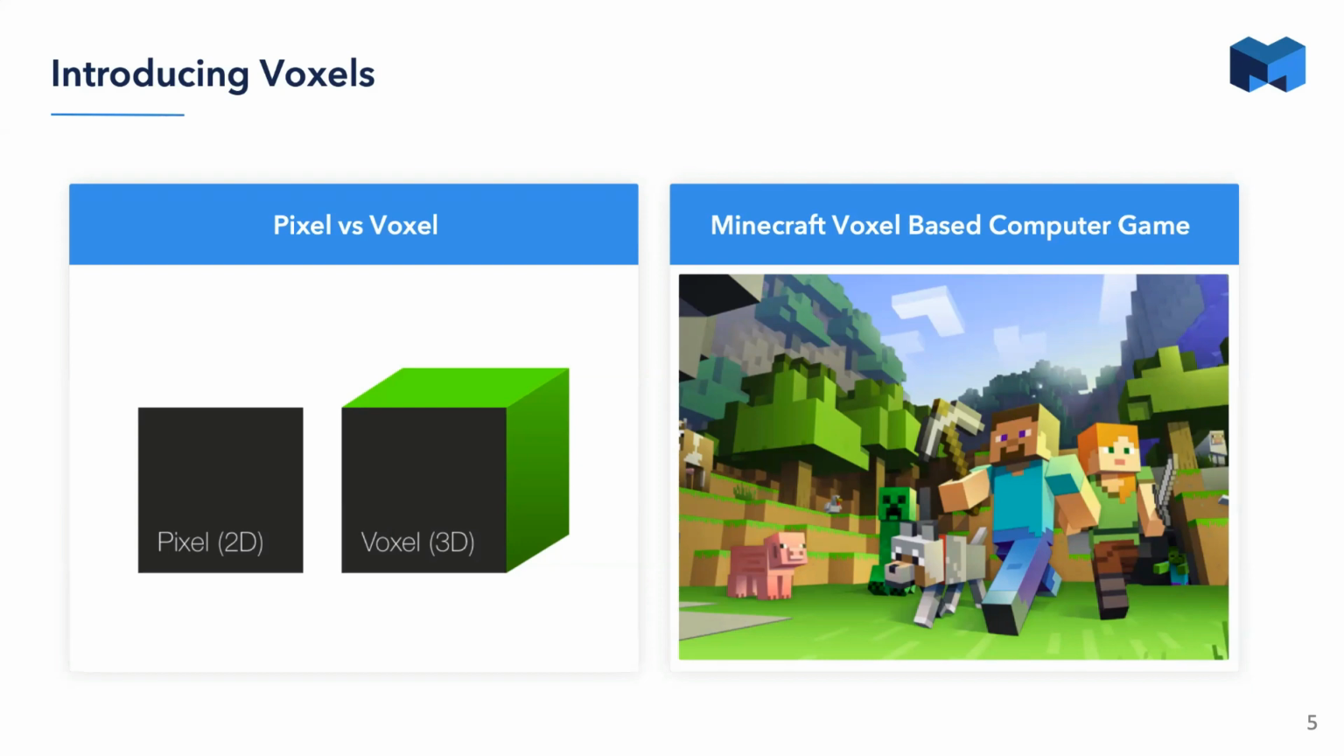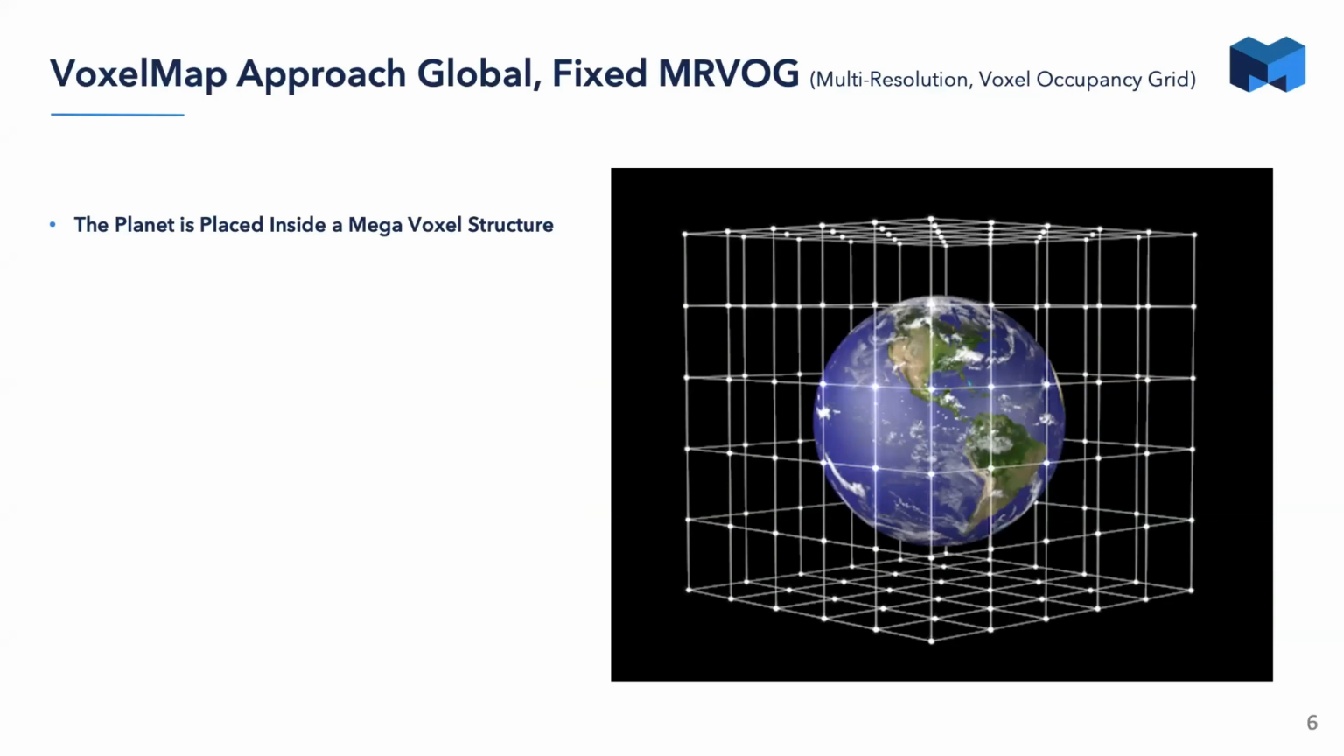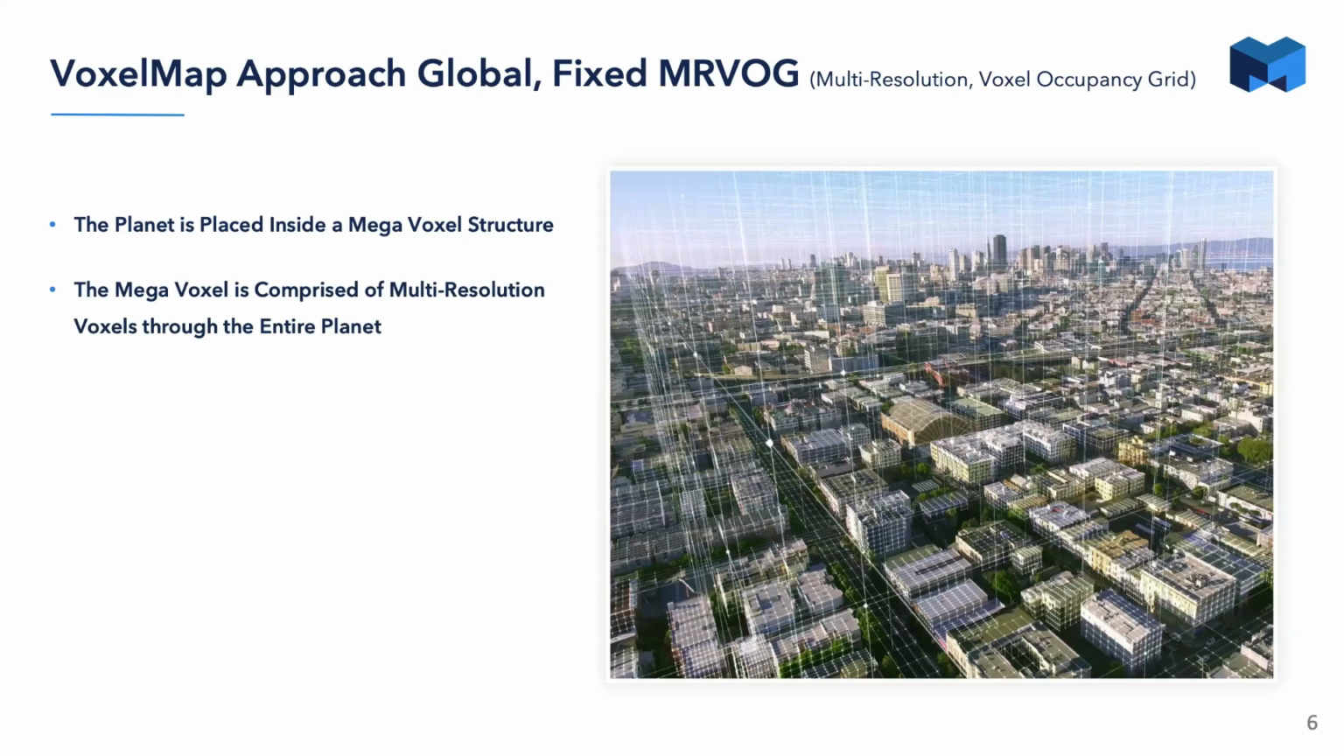We took that concept, but we applied it onto a planetary level. So the actual area of research is something called MRVogs, or multi-resolution voxel occupancy grids. So what we did is we took the planet and we placed a giant cube, a megavoxel, over the Earth, as you can see here, virtually, obviously. And this is then comprised of multi-resolutional voxels. Theoretically, they can be any size, so anything we could prescribe to it. But for our purposes, we use 8-meter voxels, which are pretty large, down to 1-centimeter voxels, which are very small.